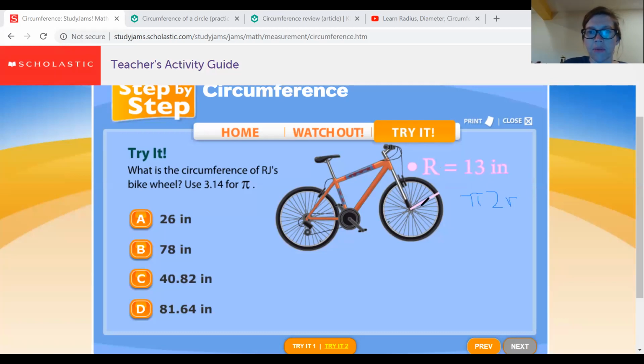Remember the radius, right? That's halfway across. So radius times 2 would give us our diameter, right? So you substitute pi, remember, for 3.14, and then you're going to multiply that times 2. And then our radius is 13, so then you're going to multiply it by 13. Okay? So go ahead and give that a try. You can use a calculator if you have one handy, like I said.